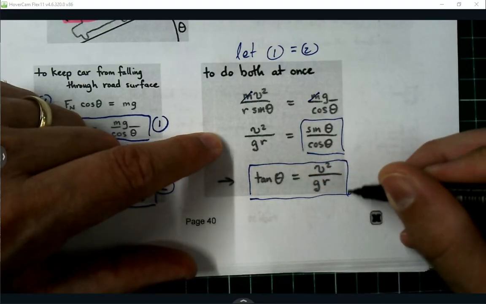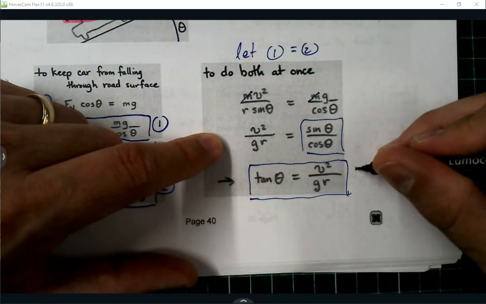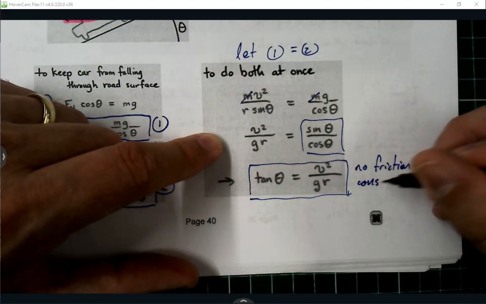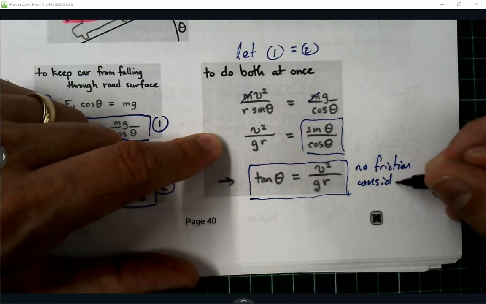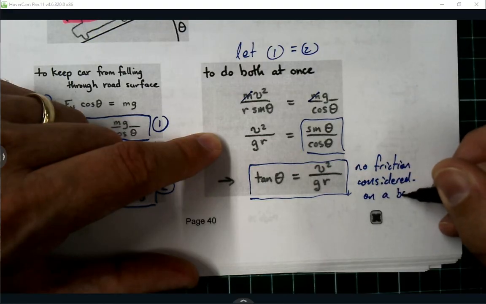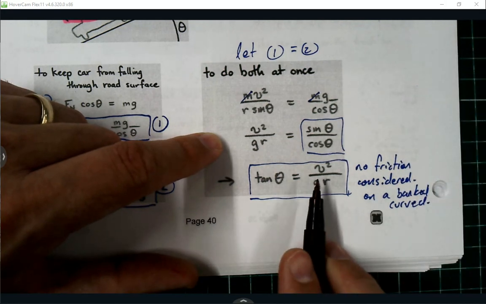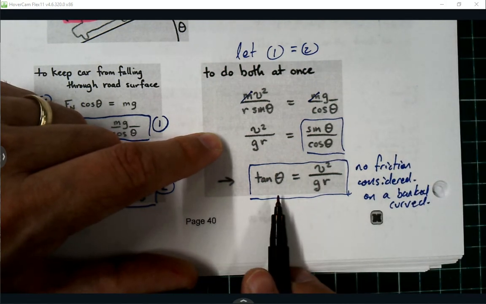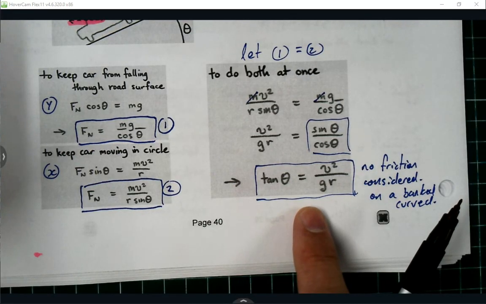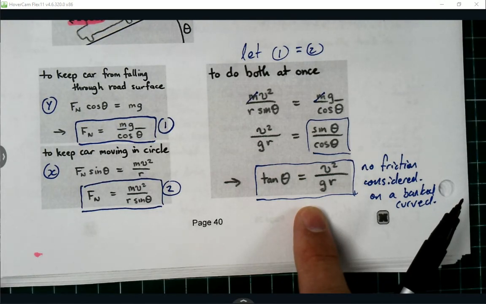Again, the nice thing about this is that an equation like this is for no friction considered. So this is a frictionless scenario on a banked curve. That would be the relationship between the speed I could go, the radius of curvature, and the banking angle with no friction. And people say, well, why would you want to have that cute little equation? Well, that cute little equation there would allow us to decide what the radius of curvature and the banking angle would have to be in black ice conditions. Basically when there's no friction at all.